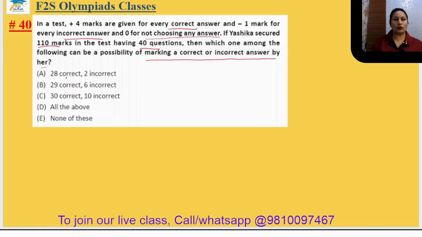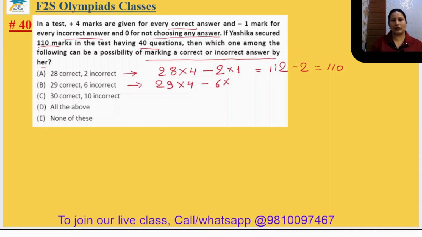Okay, so suppose we check option A. In option A, 28 correct answers means she got 4 marks for each one, and 2 incorrect, so 2 multiplied by 1. So that is 28 4s are 112 minus 2, that is 110. Option A can be the correct answer. Let's check the second one also. 29 times 4 minus 6 multiplied by 1. So this is 116 minus 6, 110.